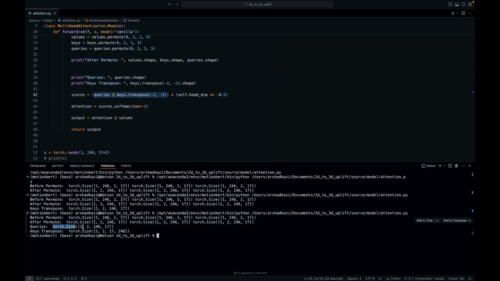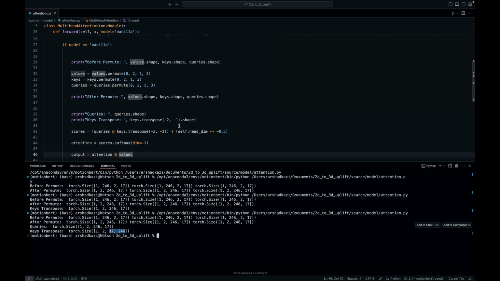This is the query vector, sorry, query matrix, and this is the key matrix, which is transposed, and we are multiplying it, transposing at the last two dimensions, like 246 by 17 and 17 by 246, which are head dimension versus number of heads. Sorry, not head dimension versus the, so inside this we are combining.